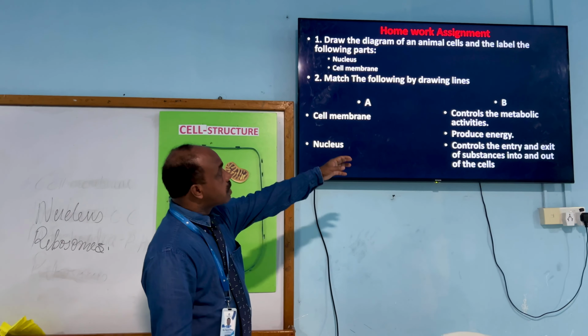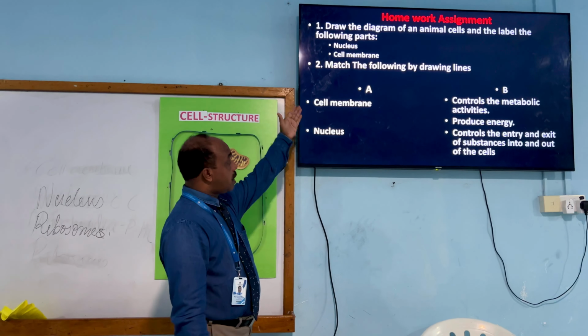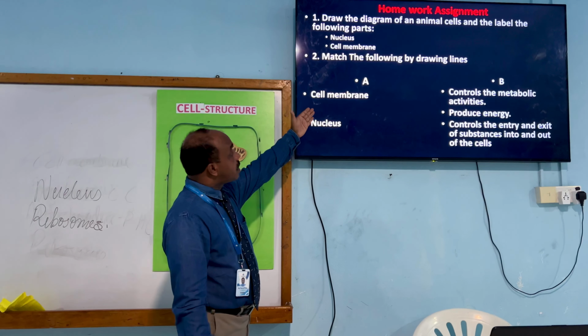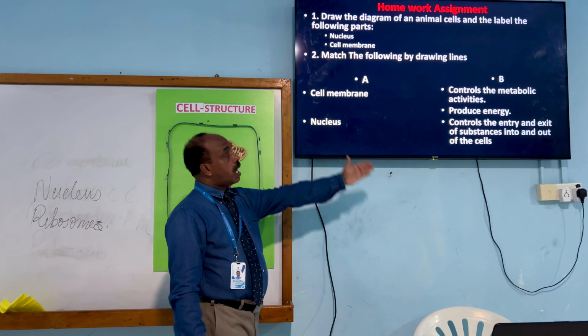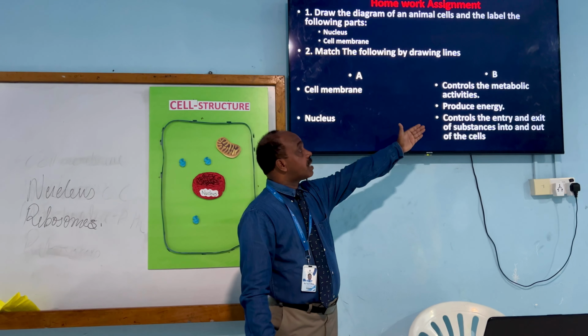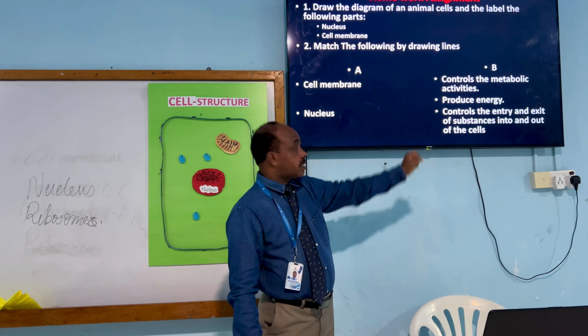Then you are provided with another question to match. Here see at side A it is given the cell structures, and at the other side it is given the roles played by the cell structures.